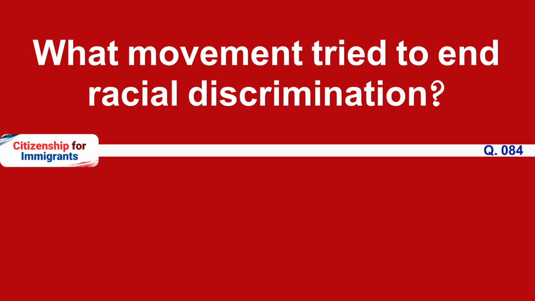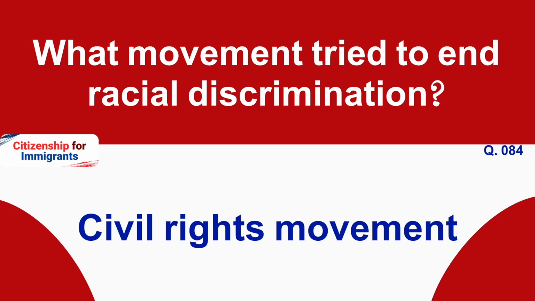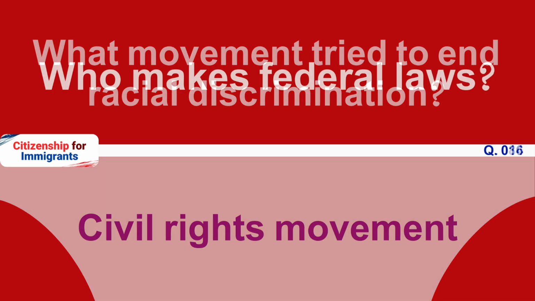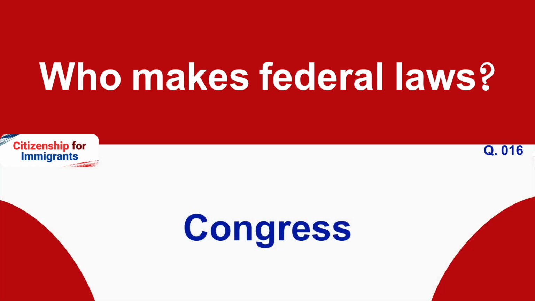What movement tried to end racial discrimination? Civil rights movement. Who makes federal laws? Congress.